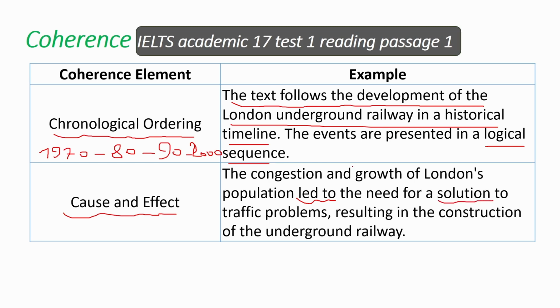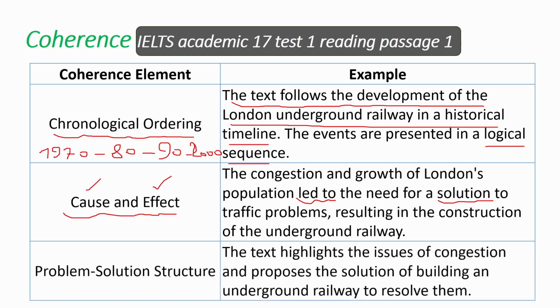So in other words, it's logical to mention why they needed the railway and then the effect of that on the society. And the last point is about problem-solution structure, which is quite similar to the previous one. The text highlights the issues of congestion and proposes the solution of building an underground railway to resolve or to solve the problem. So I think these three elements are enough here to know about the coherence of this text.